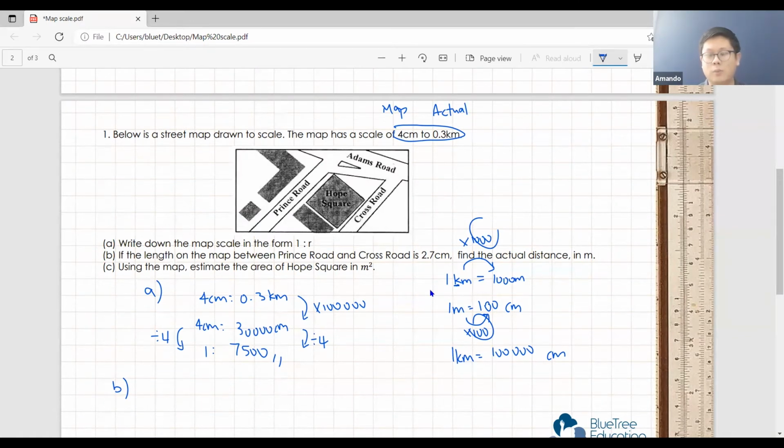All right, so take note that for most of the map skill questions I have come across, I will say almost 99% of the time, the map distance will always stay as centimeters. You seldom have to change the map into any other unit like millimeters, because typically when we read a map, even if you print out a real paper map, it's going to be less than the paper size, which is measured in centimeters. You get the idea, right?